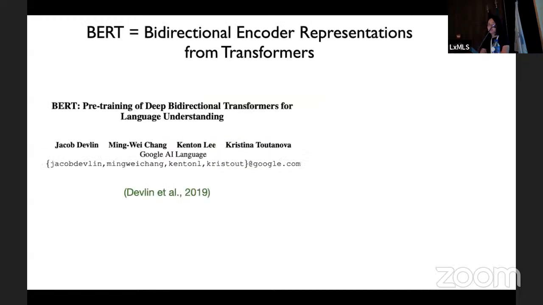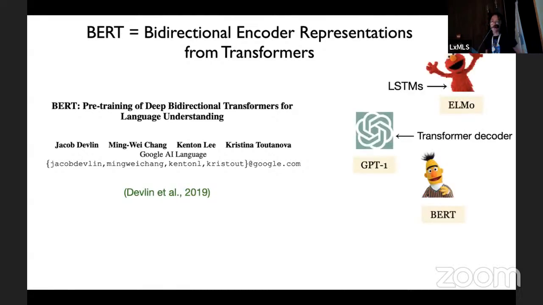BERT stands for Bidirectional Encoder Representations from Transformers, and was proposed by this seminal paper, which won the best paper award at NAACL 2019, but was actually proposed in late 2018, by researchers from Google. So I should mention a little bit about the timeline here.